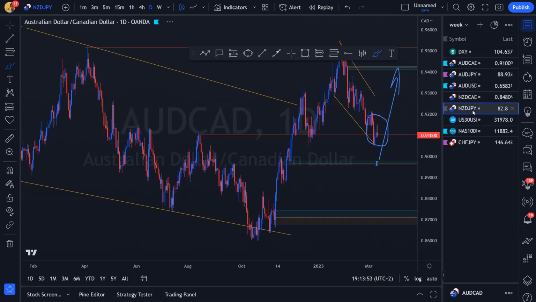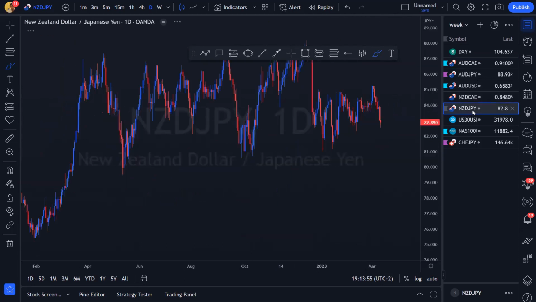Otherwise, let's go into some NJ. NJ, same as last week. I even regret not trading this pair last week, because it seems to have moved so much more as a JPY cross pair than the other JPY cross pairs that we've been looking at.